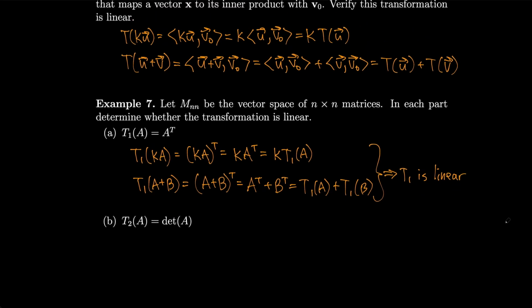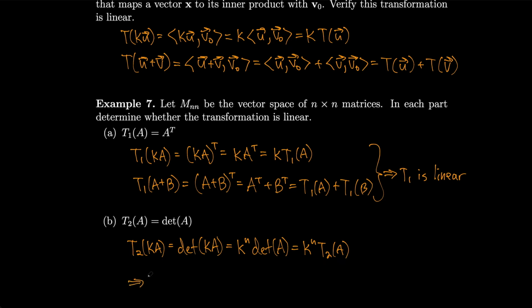How about T2 of A is equal to the determinant? Well, let's look at T2 of kA. That'll be the determinant of kA. Remember, when we pull constants out of determinants, they get raised to the power n. So it becomes k to the n times the determinant of A for an n by n matrix. Okay, so then that's k to the n times T2 of A, which is not k times T2 of A.